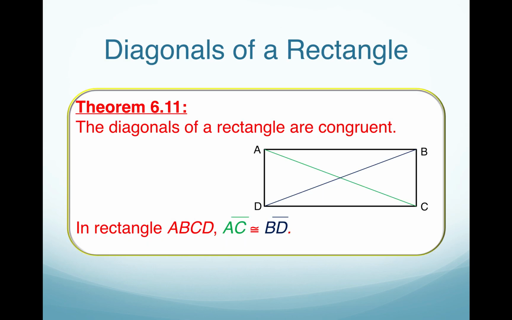Okay, I have another theorem for you. Theorem 6.11: the diagonals of a rectangle are congruent. So that means this diagonal right here, which I'm going to re-highlight in green, AC, that whole diagonal, is congruent to BD, the diagonal I'm highlighting in blue.